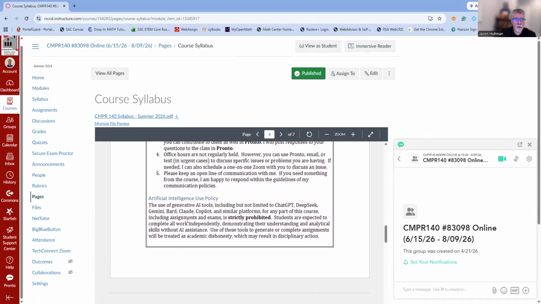Artificial intelligence: the use of generative AI tools, including but not limited to ChatGPT, DeepSeek, Gemini, Bard, Claude, Copilot, and similar platforms for any part of this course, including assignments and exams, is strictly prohibited.